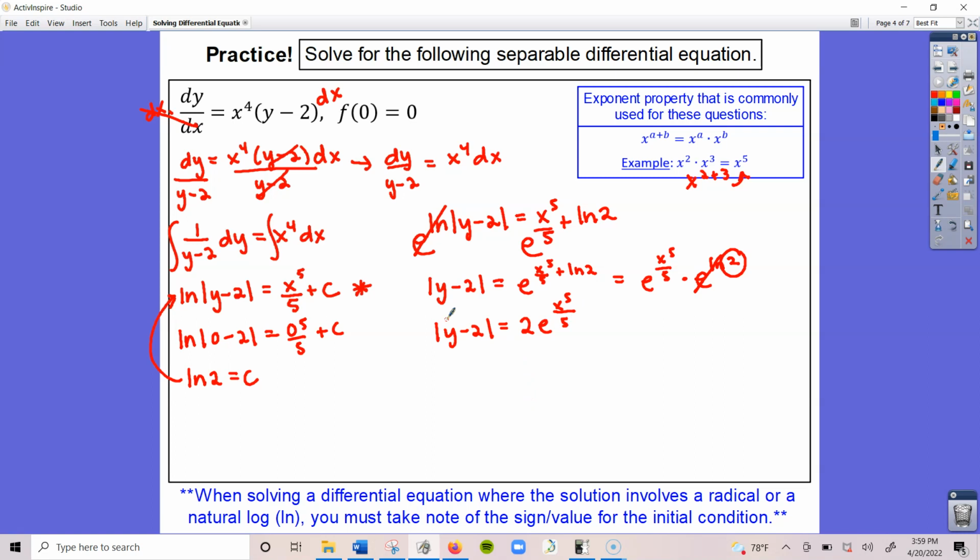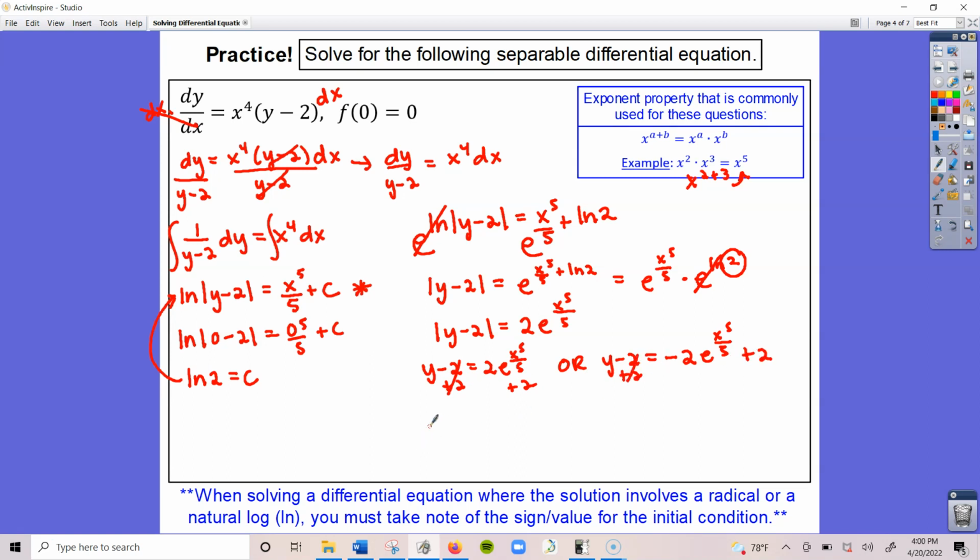To get rid of the absolute value, this means that whatever was in here is either positive or negative. So to reflect that, we are going to write two separate equations. Either y minus 2 is equal to 2e to the x to the fifth over 5, the positive version, or y minus 2 is equal to the negative version, which is negative 2e raised to the x to the fifth over 5. To solve for y, for each one, we're going to add 2 to both sides.